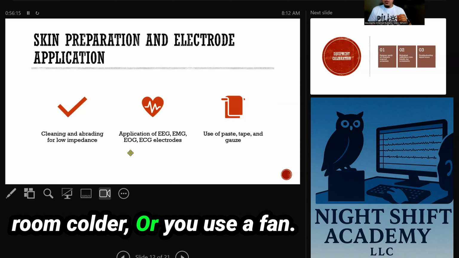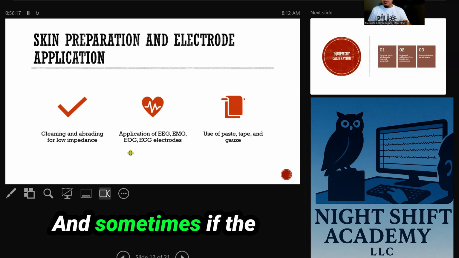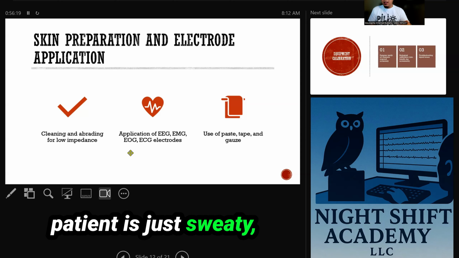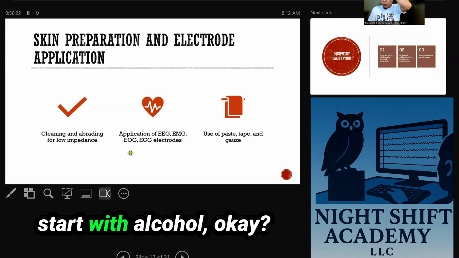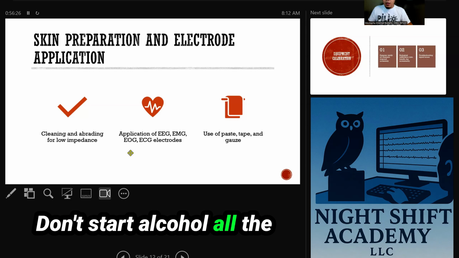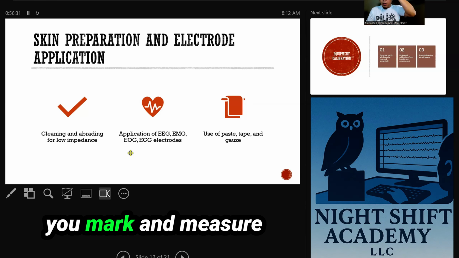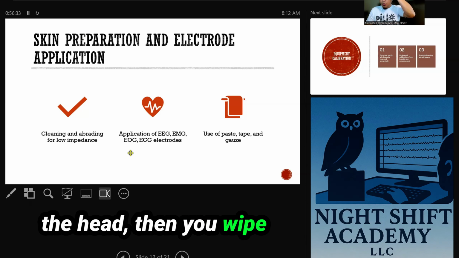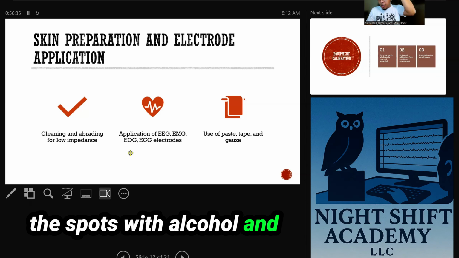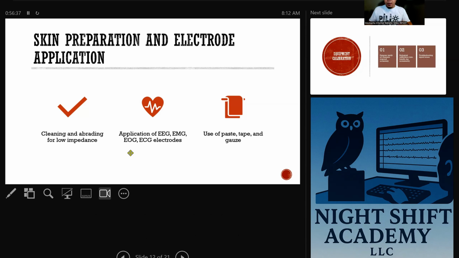Okay, so if the patient is also sweaty, you make sure that the room is colder. You use a fan. And sometimes if the patient is just sweaty naturally, you need to start with alcohol. Okay, don't start alcohol all the time. You don't need it. But if the patient is sweaty, you mark and measure the head, then you wipe the spots with alcohol, and then you prep the patient.